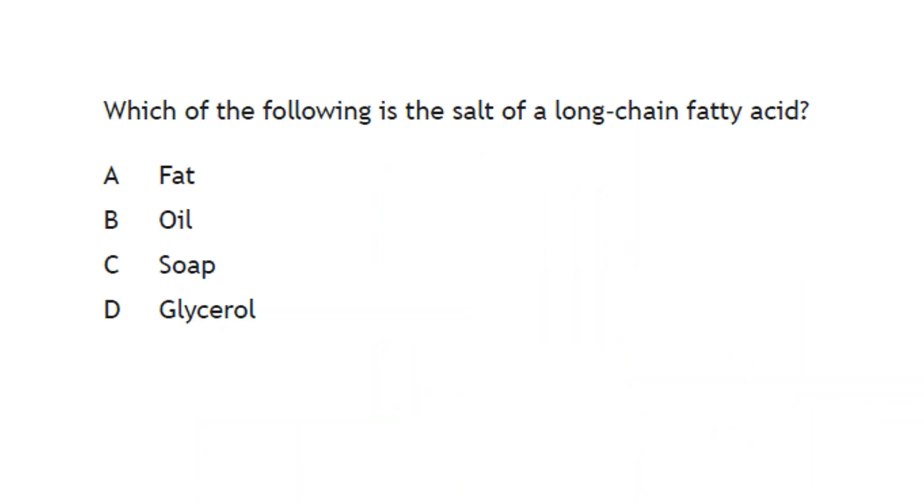So have a go at this question. Pause it and see if you get the right answer. The question is asking you which of the following is the salt of a long chain fatty acid. Well, if we break up fat or oil using hydrolysis into fatty acids plus glycerol, then we neutralize the fatty acids with sodium hydroxide, we will end up with an ionic salt called a soap.